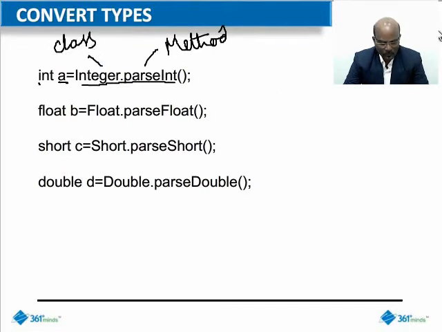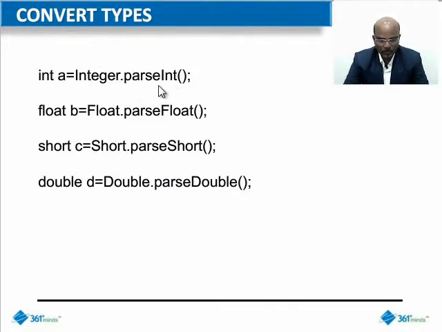The same way for float, you use Float.parseFloat. Now if you ask me whether you can have int a equal to Integer.parseFloat, you need to understand that the Integer class only has the parseInt method inside. It does not have the parseFloat method inside. Therefore, the program will return an error.